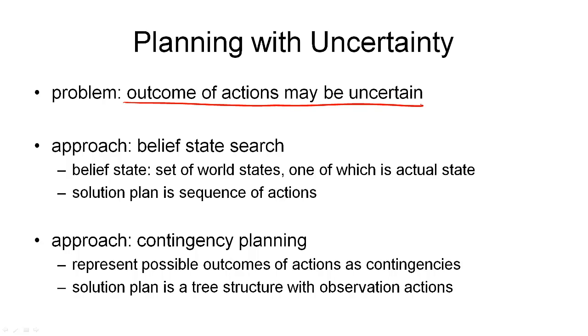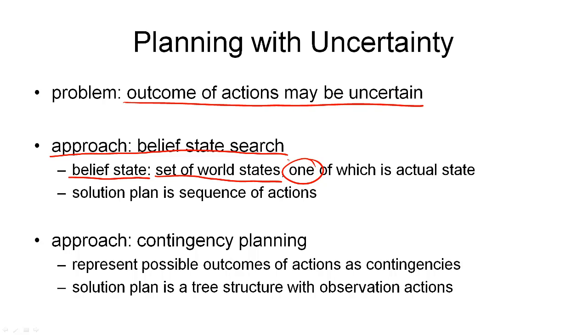Now, there are at least two different ways in which this type of uncertainty can be dealt with. The first approach is called belief state search. Our search space in this approach is a space of belief states, where each belief state is really a set of world states. We know that only one of these states is the actual state, but we don't know which one, but we know it is one of them. So that's what we call a belief state. It's a set of world states.